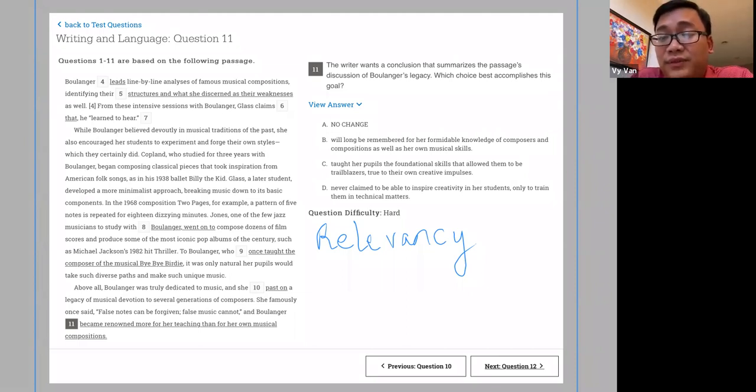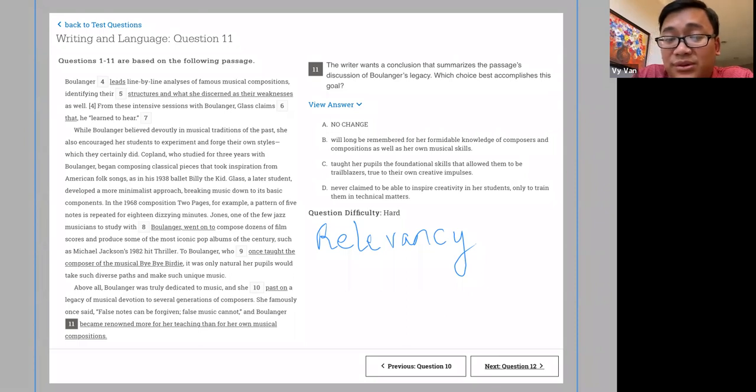So we're talking about how she left a legacy, a group of students who became great musicians themselves. Okay, so if you see, it was no Lamp who would take a diverse path and make such unique music. Let's just read the conclusion to capture the whole thing. "Above all, she was truly dedicated to music, and she passed on a legacy of musical devotion to several generations of composers. She faithfully said, 'False notes can be forgiven, false music cannot.'" And Boulanger. So we want to choose whatever choice talks about how her legacy leaves a group of musicians that are creative and unique themselves.